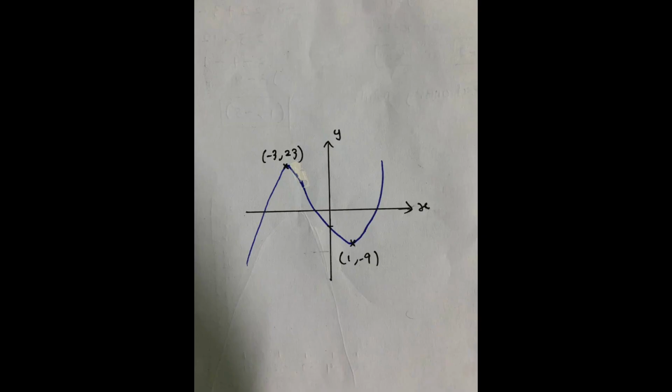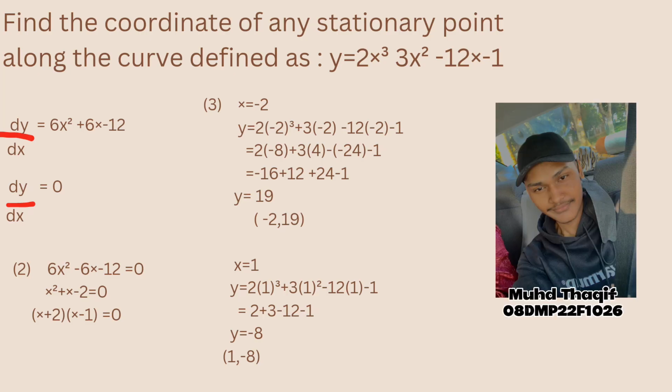So this is the graph. This is the second example of how to find stationary points. Find the coordinates of any stationary point along the curve defined as y equals 2x cubed plus 3x squared minus 12x minus 1. So first we differentiate it. So dy/dx equals 6x squared plus 6x minus 12. After that we solve dy/dx equal to 0. 6x squared plus 6x minus 12 equals 0. x squared plus x minus 2 equals 0.